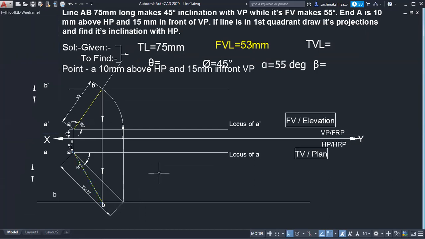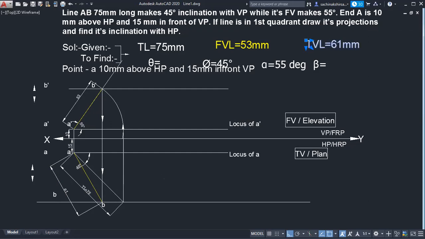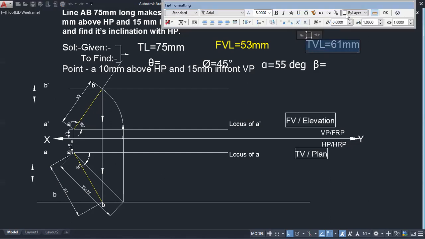Okay, let us see how much it is. If I measure from this to this point, exactly, it is 61. So those who are drawing, congratulations. It is exactly 61. So TVL is 61 mm.